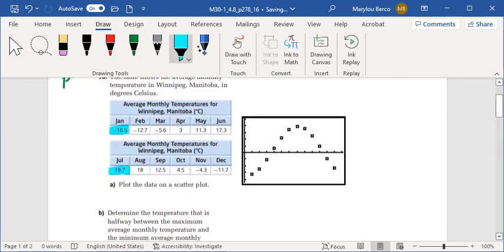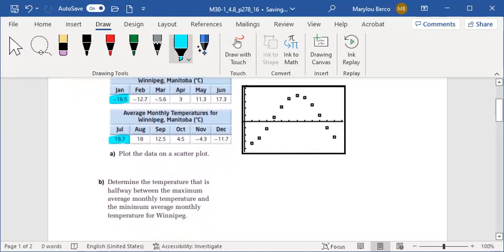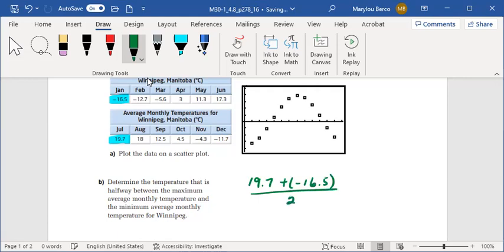Okay, and there's your scatter plot. Determine the temperature that is halfway between the maximum average monthly temperature and the minimum average monthly temperature for Winnipeg. Okay, well, we'll just take the average. 19.7 plus a negative 16.5 divided by 2 is equal to 1.6 degrees Celsius.